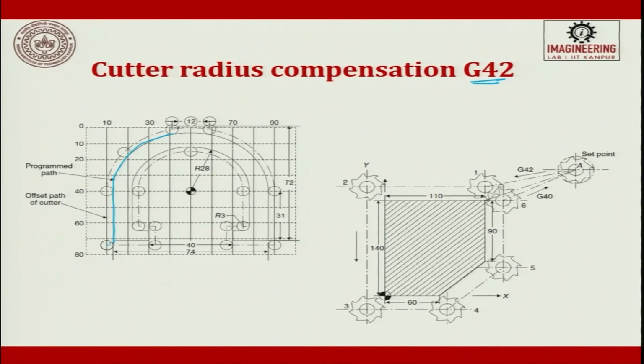The cutter edge comes and touches the profile. Now, for the cutter edge to touch, the center has to be offset. So you see there is an offset path of the cutter which is generated, which is this dashed line. This is what is created, and this is the G42 command.